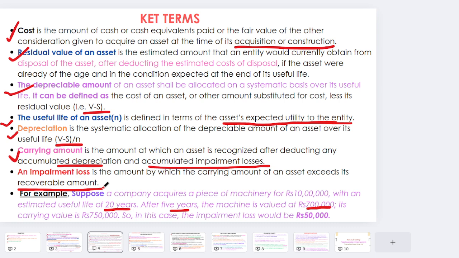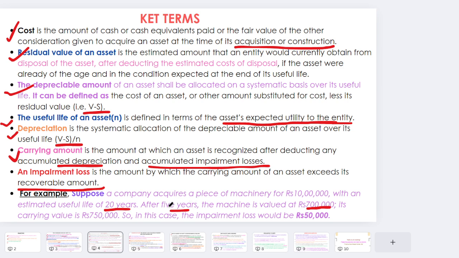Then in that case you would have an impairment loss भन्छ. Okay just for example, let's say suppose a company acquires a piece of machinery for 10 lakh and with an estimated life भनेको 20 years छ, but after 5 years the machine को value भनेको कति आयो भनेको 7 lakh आयो साथीहरु, that 7 lakh is nothing, this is called the book value here, carrying value. What I did here, I have calculated annual depreciation charge.